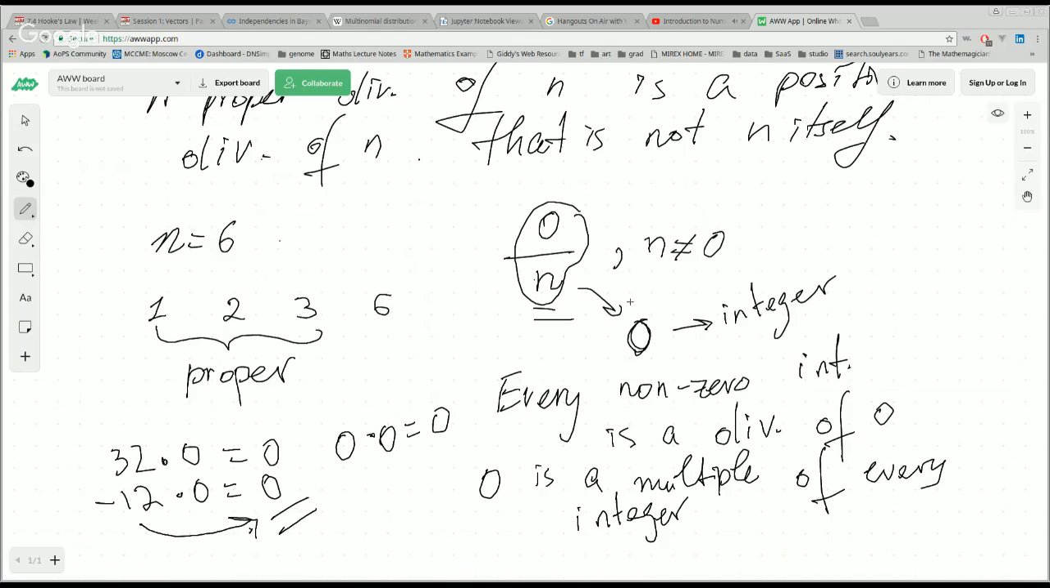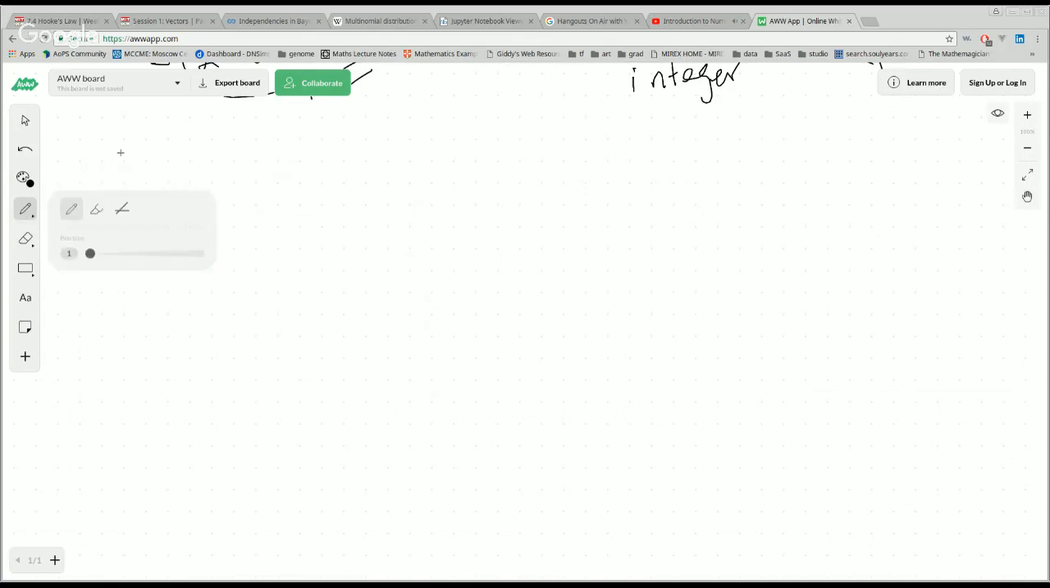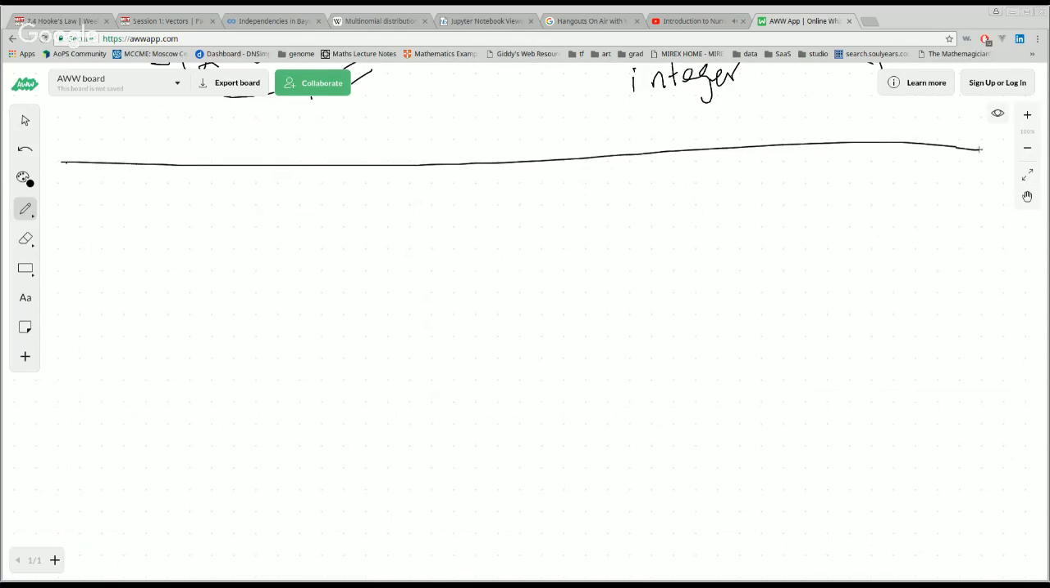All right, so let's see here. Let's take a look at a different problem. So all the problems that we're going to look at are motivating these notions of divisors and multiples. And so this one says find all natural numbers that are divisors of 6. So we already did that, right?